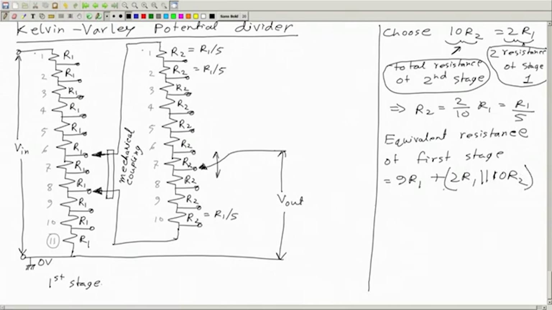And I have cleverly chosen this 2 R1 equal to 10 R2 here. 2 R1 is the same as 10 R2. So this is nothing but 9 R1 plus 2 R1, and this is also 2 R1. So this becomes 9 R1 plus 2 R1 parallel to R1, which is R1 only. This is 10 R1. So the equivalent resistance of this part is 10 R1 only.